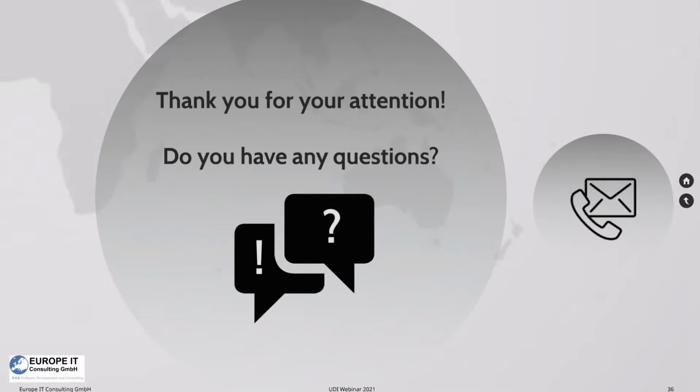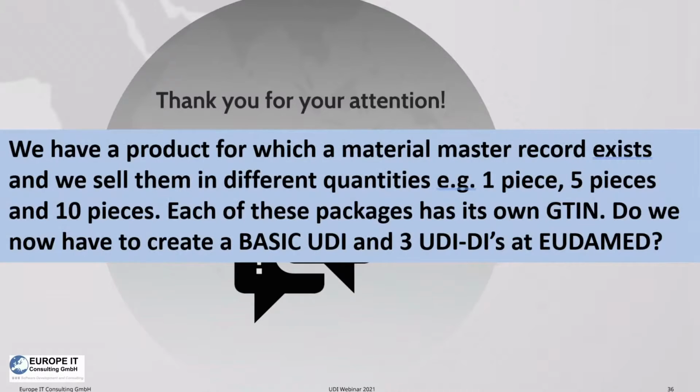Finally, we would like to answer some questions that you sent us in advance. The first question is, we have a product for which a material master record exists and we sell them in different quantities. 1 piece, 5 pieces and 10 pieces. Each of these packages has its own GTIN. Do we need to create a basic UDI and 3 UDIs at UDAMED?